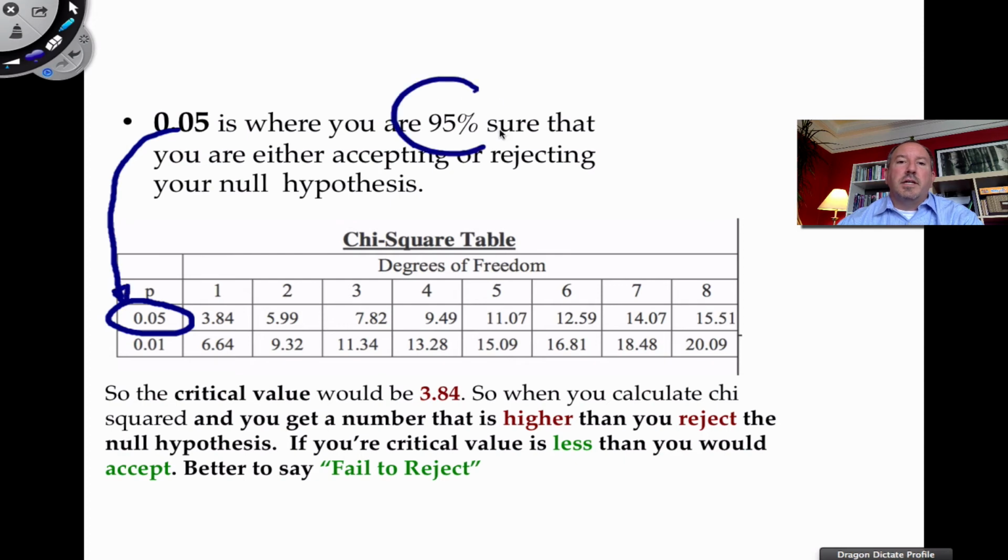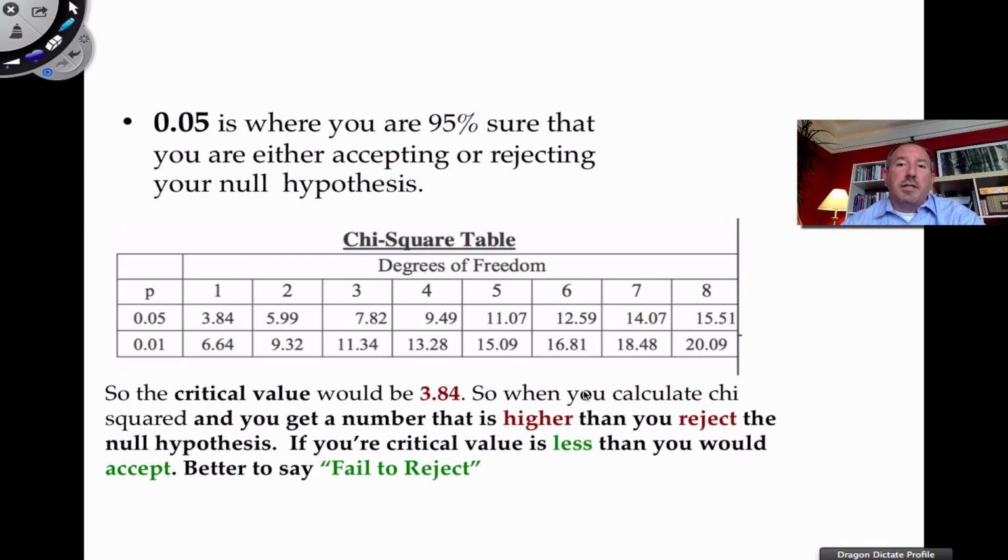This is an area. This is where I'm coming up with this. This means 95% sure whether or not we're accepting or rejecting. And so the critical value in this case, since the degree of freedom was 1, and we're looking right here, so the critical value is 3.84. So this is very important.